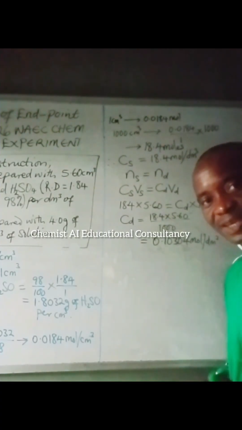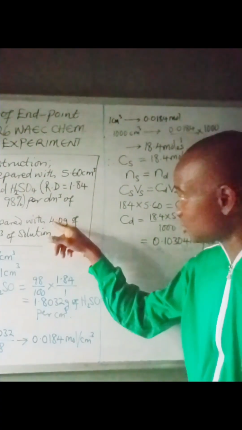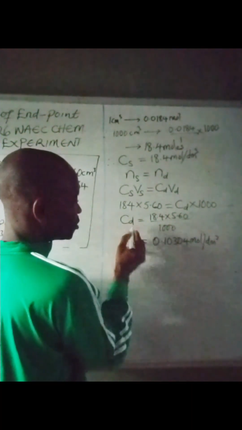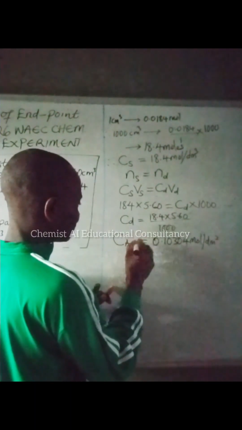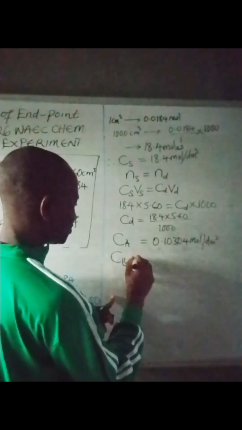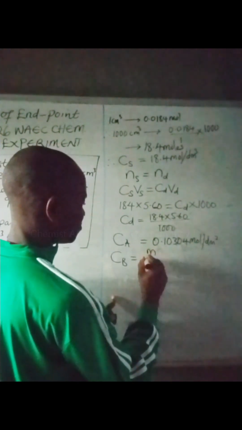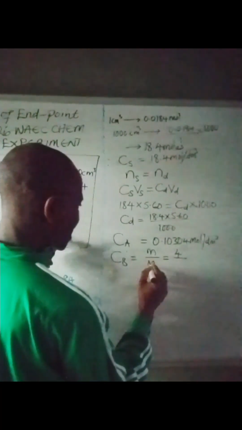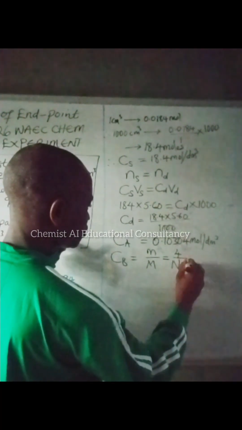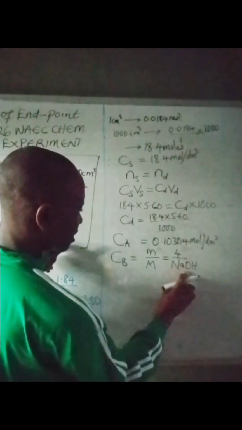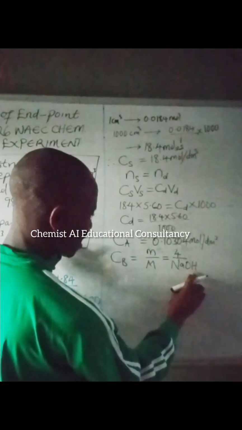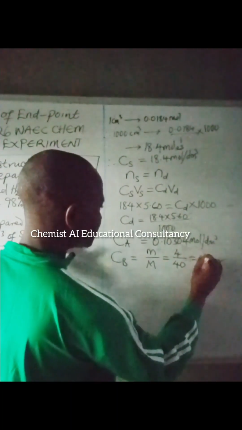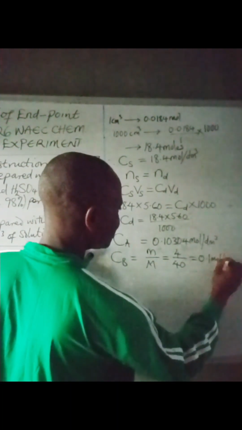We have to calculate the concentration of the base using the mass measured out by the teacher. And note that this concentration of dilute solution is now the concentration of the acid. Now, concentration of base in mole per dm cube equals mass concentration of the base over molar mass of the base. Mass concentration of the base is 4 grams. Molar mass of the base is formula mass of sodium hydroxide. You know that sodium is 23, oxygen 16, hydrogen 1. If you add everything, you are going to get 40. So concentration of the base is 0.1 mole per dm cube.